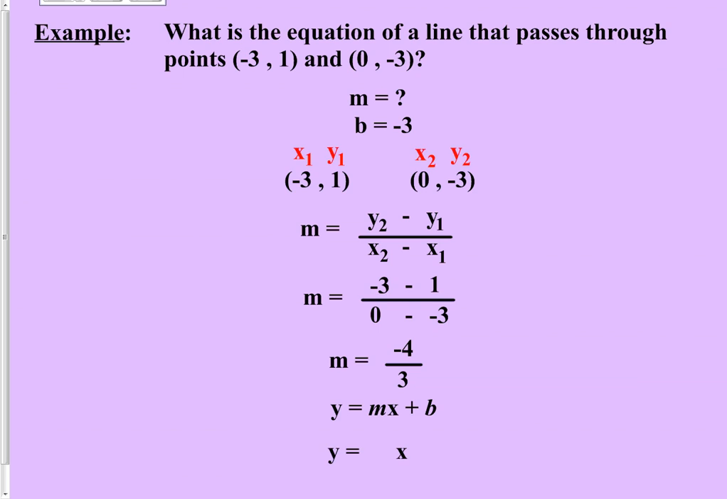So y equals mx plus b. In this case, we know that our slope value is -4/3, and our y-intercept is -3. So y equals -4/3 x minus 3. That's our equation.